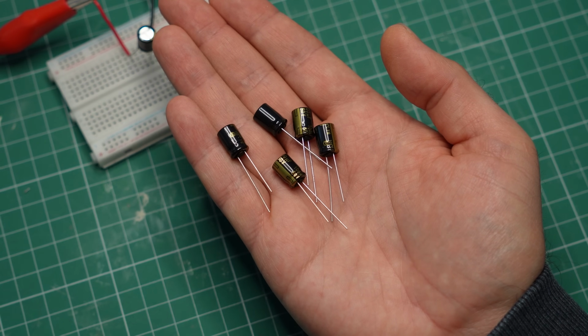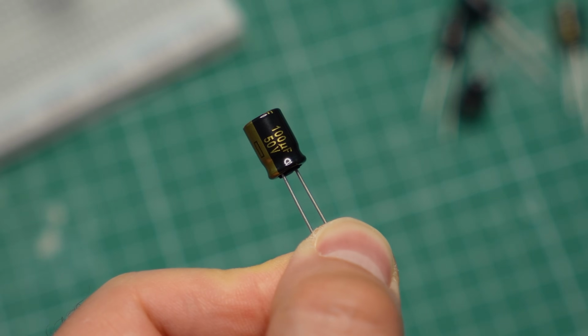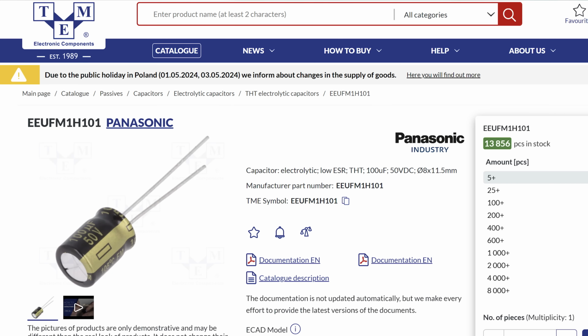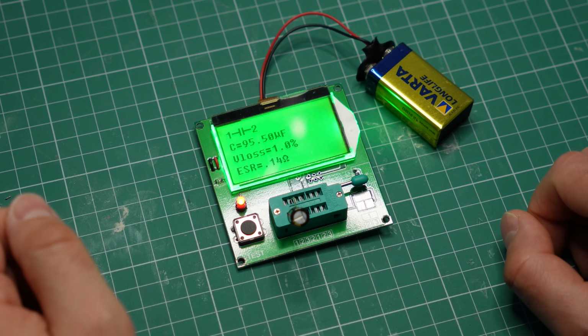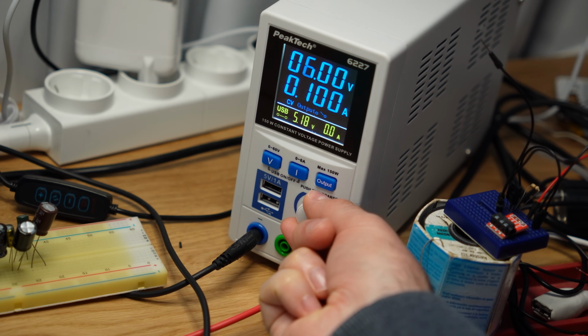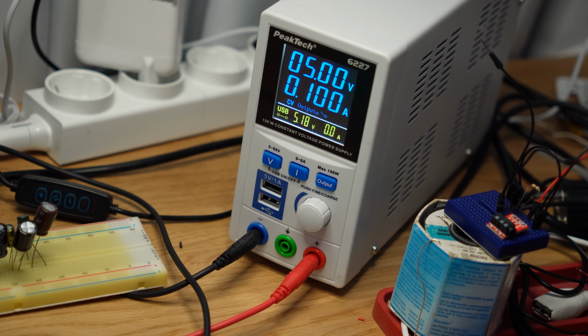I'll start by testing one of these. It's a pretty standard electrolytic capacitor made by Panasonic. It is rated for 100 microfarads and testing it quickly confirms it is within specs. For now. I am now setting the power supply to a modest 5 volts and for safety I am limiting the current to 100 milliamps.